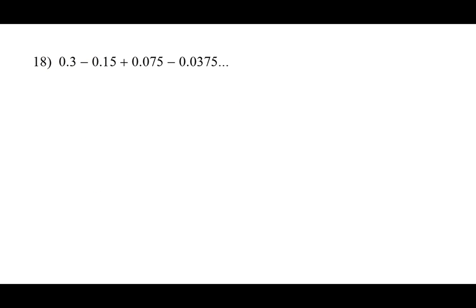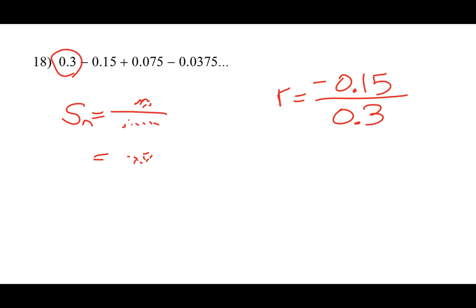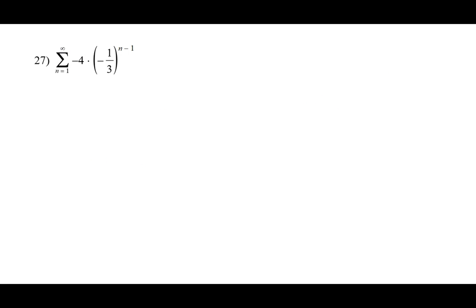And for this one, if you want to know the r, just pick any term. I'll pick negative 0.15, and then you divide it by the previous term, 0.3. The calculator will tell you that that's negative something, and you can plug it in to find the sum. Okay, 27, summation notation.